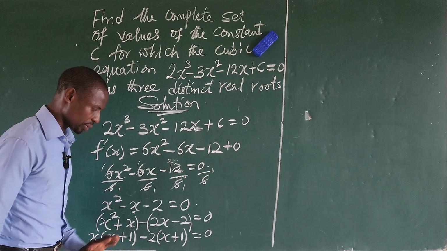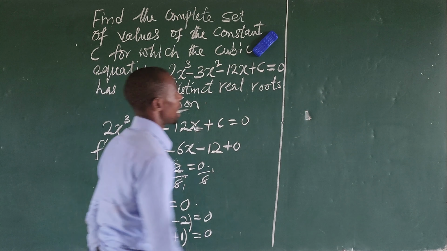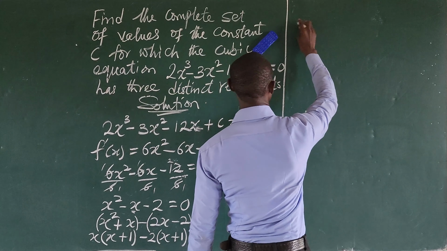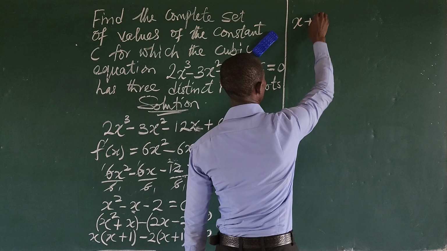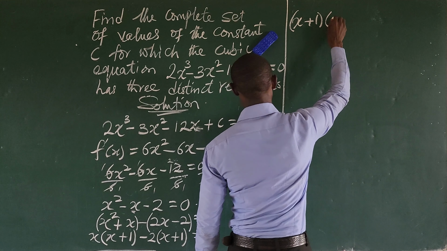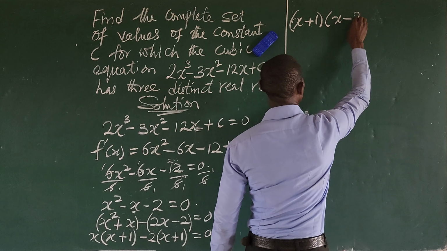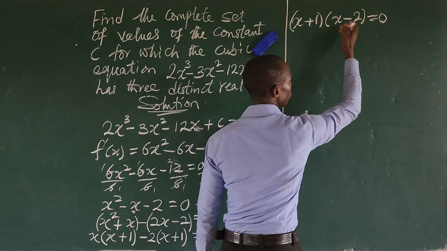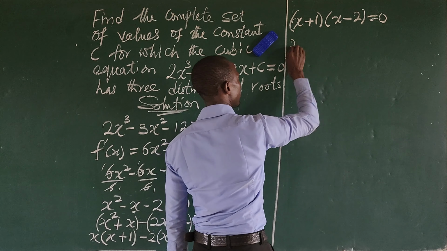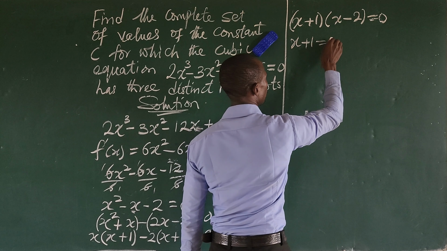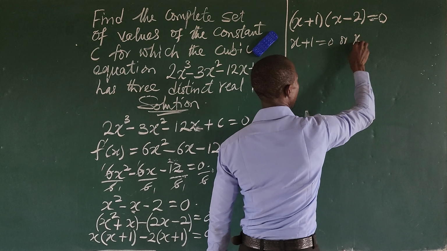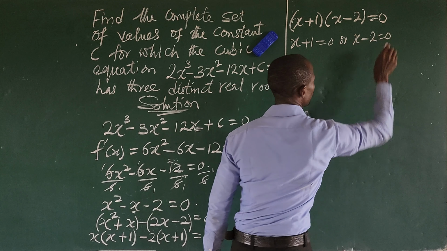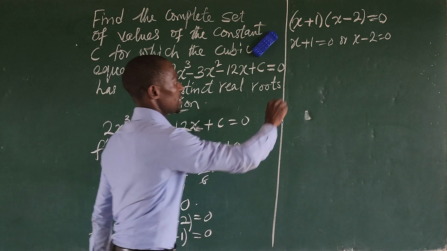So we take this one and take this one outside. So this is going to give us here our x plus 1, then bracket our x minus 2, everything equal to 0. So we equate this to 0. We also equate this to 0. So we're going to have our x plus 1 is equal to 0, or our x minus 2 equal to 0. So this is easy, right?